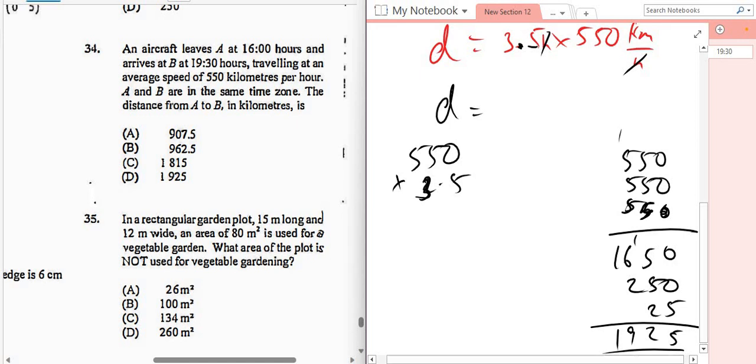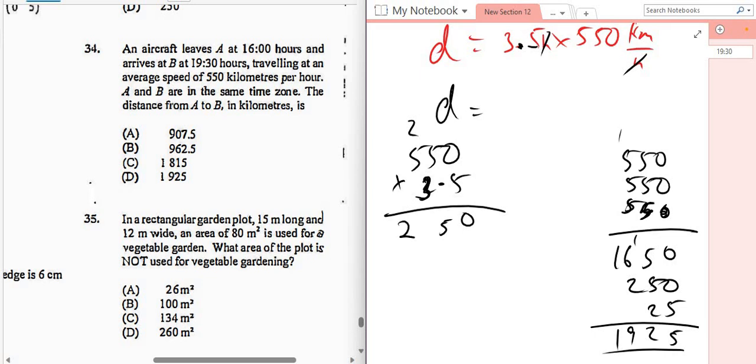Let's do it this way. 5 times 0 is what? 5 fives is 25. 5 fives again, 25. Plus 2, 27. Let's multiply by 3 this time.